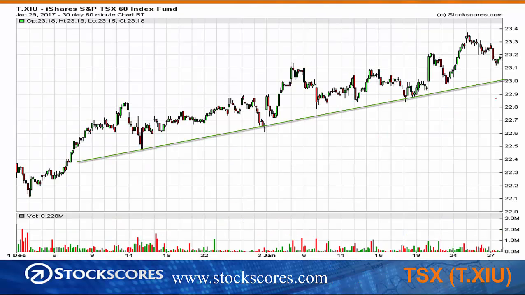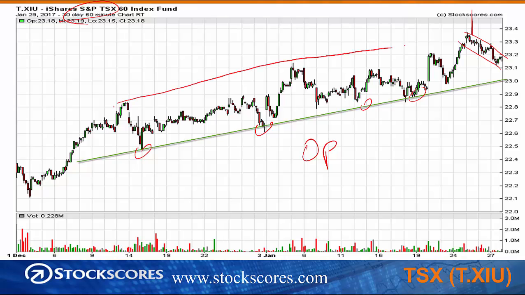Canadian market on the 30-day, 60-minute time frame, again, rising bottoms from left to right, so we have optimism. We had a little bit of a pullback the last few days, pretty reasonable. Why? Because the market came up to the top of the channel and it got stuck, and it pulls back to the bottom of the channel before bouncing.